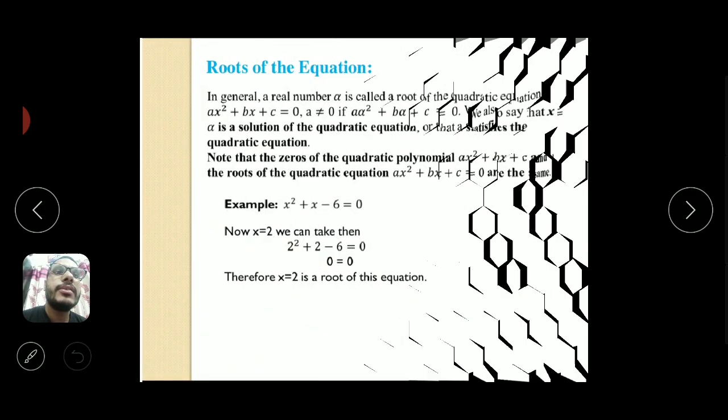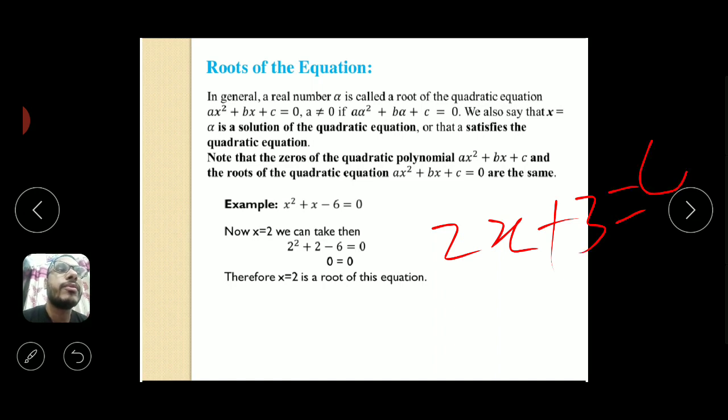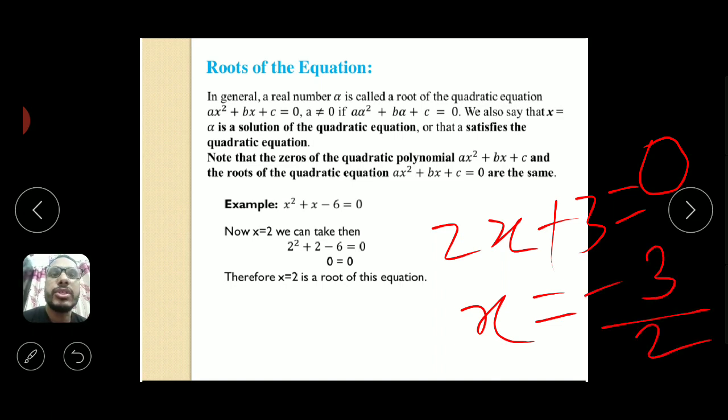Moving to the next part, the roots of the equation. In general, a real number alpha is called the root of the quadratic equation. So what is the root? Root is nothing but the solution of that equation. Just like finding the value in a linear equation, suppose 2x plus 3 equals to 0, for example. What is the value of x here? x is equal to minus 3 by 2 by the transposition method. This method is called transposition. We are transferring the position of the constants to get the value of the variable x. So the solution of x is minus 3 by 2.